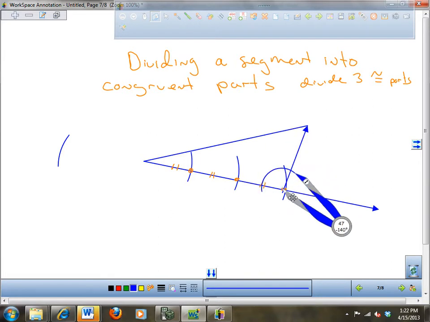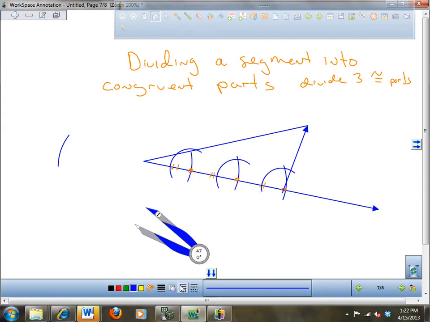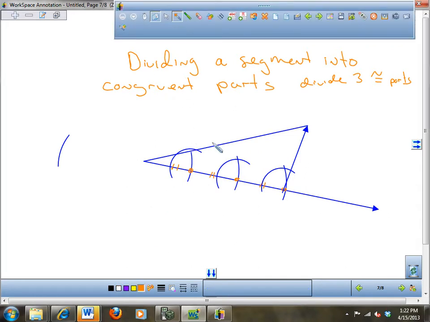Remember this? Pick it up. I make the same arc over here, and the same arc over here, putting my point right there. Like that. And now I'm kind of done, because where these 2 arcs intersect, this point of intersection is kind of hard to see.